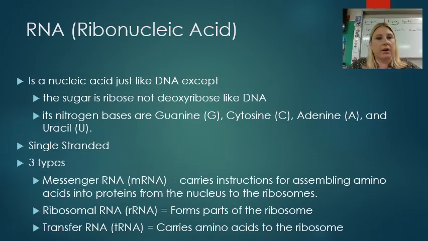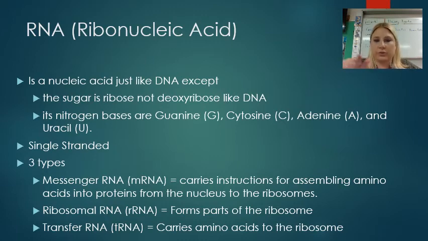Then we have RNA. RNA stands for ribonucleic acid. It's a nucleic acid just like DNA, except we have a different sugar in RNA. The sugar in DNA is called deoxyribose, and the sugar in RNA is called ribose. Now, the nitrogen bases are also a little bit different. RNA has G and C, guanine and cytosine, and it also has A, adenine, but it does not have T. Instead, RNA has a U for uracil. So G's and C's go together and A and U go together.